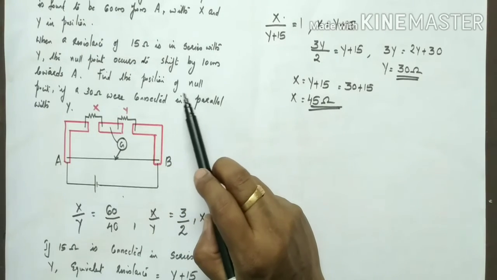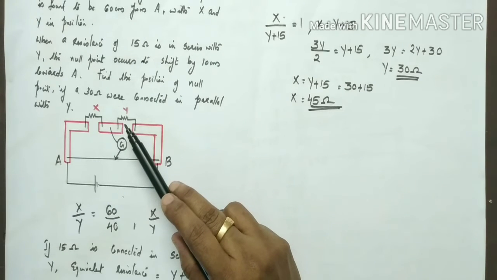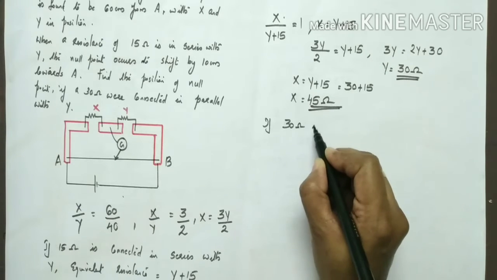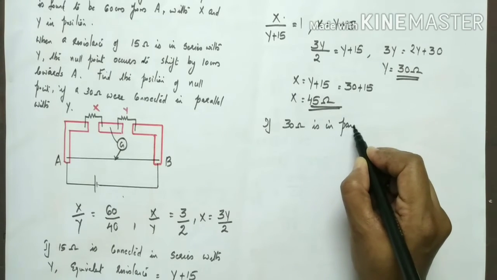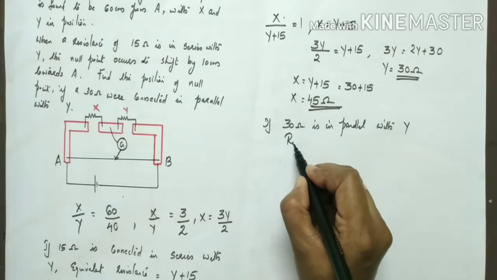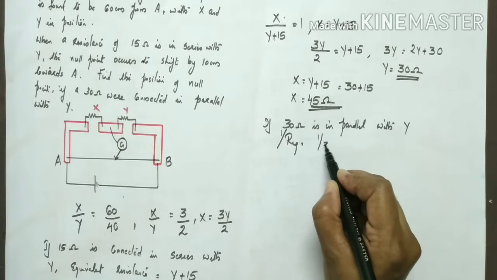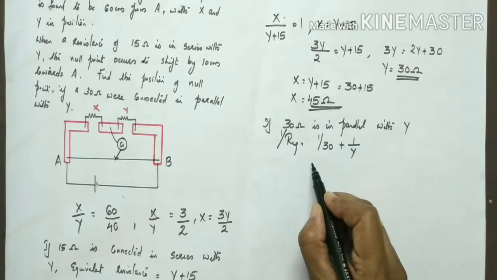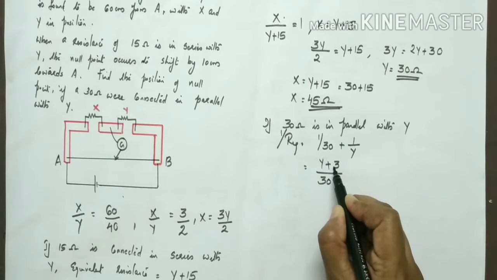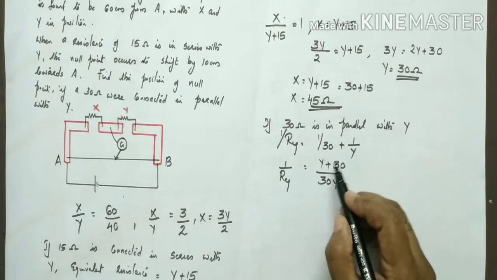Now the next part is to find the position of the null point if 30 ohm is connected in parallel to y. So if 30 ohm is connected in parallel with y, we can write the equivalent resistance as 1 by equivalent resistance equals 1 by 30 plus 1 by y. So the LCM can be written as 30y, so it becomes (y plus 30) by 30y, or 1 by R.